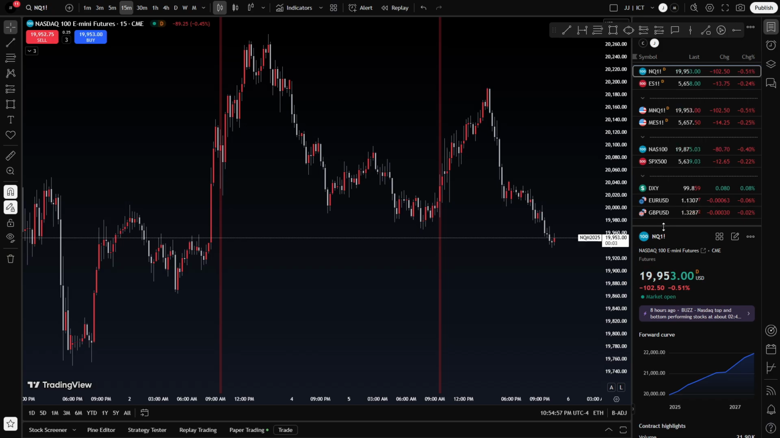So we're going to go over a couple examples of how price seeks liquidity. Liquidity can be old highs or old lows. Fair value gaps? Nope, just kidding. Not fair value gaps. Why?